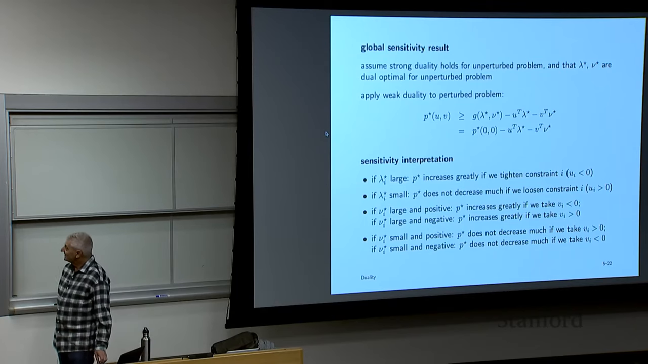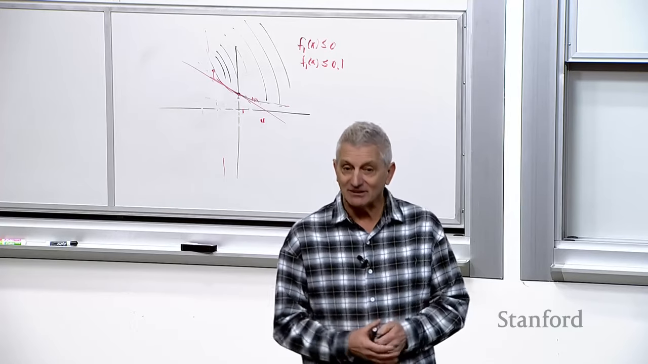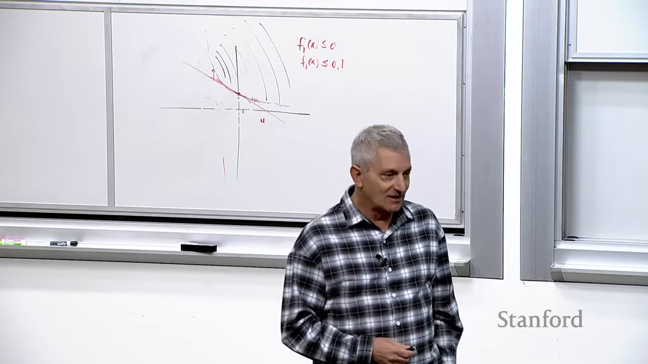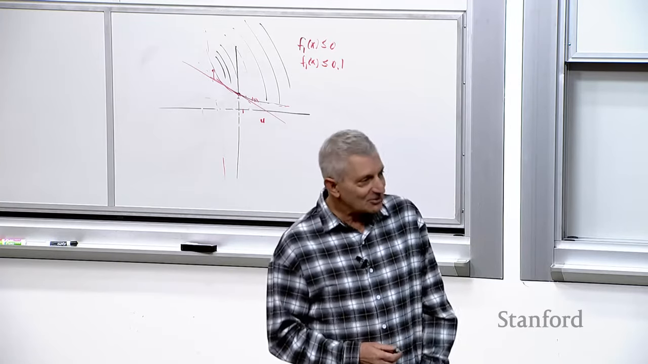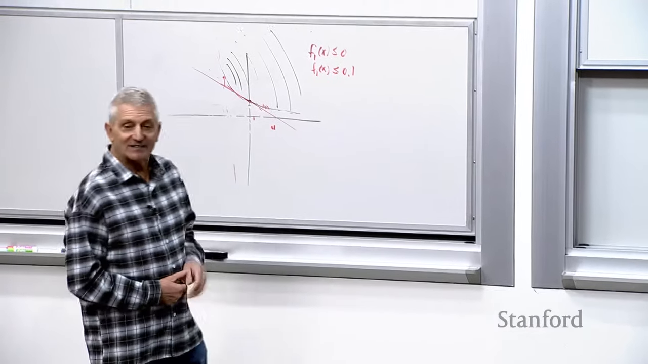If lambda I star is large, and then I say to you, I'm going to give you some more resources. First of all, you should be happy, okay? But when you do that, and I ask you what's going to happen to your P star, you could say a couple of things, but let's be very careful about what we're saying.